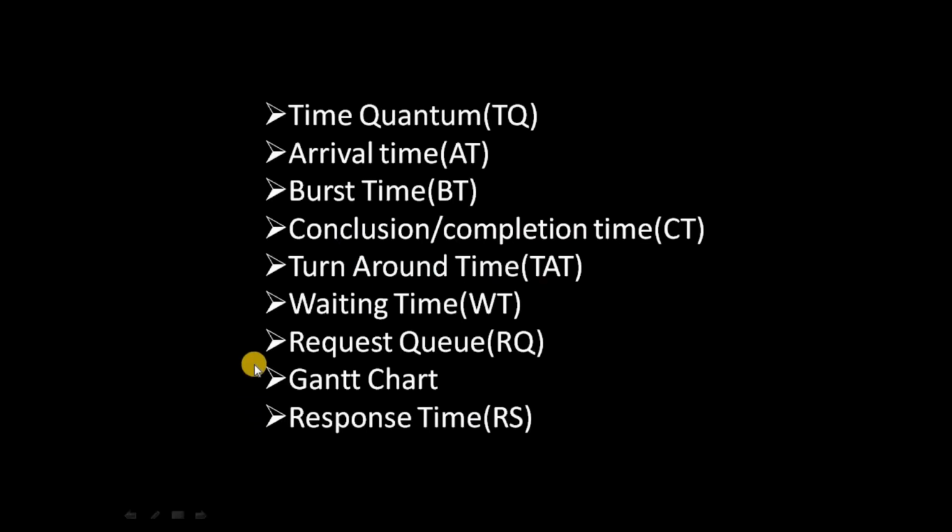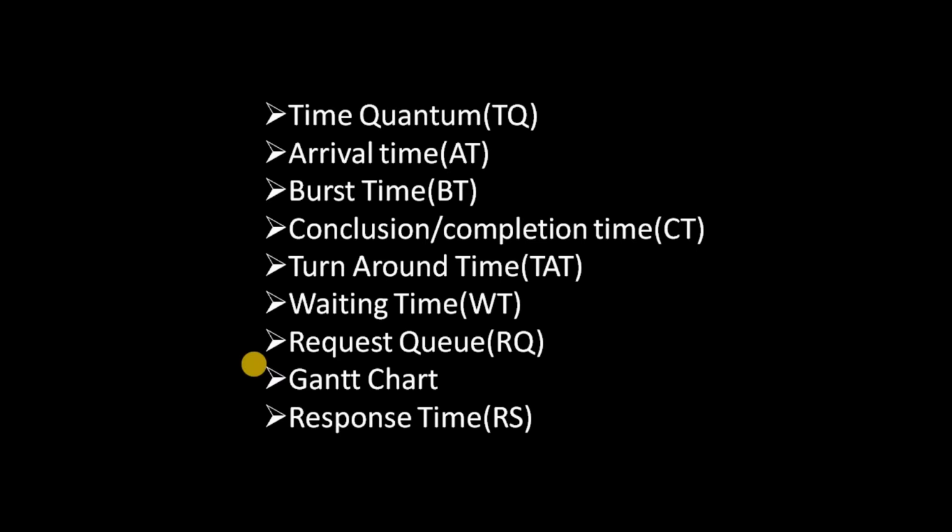Okay, guys, today's topic is round robin, which is a CPU scheduling algorithm. So before we go into the round robin algorithm example, you need to know these terms or these words before.